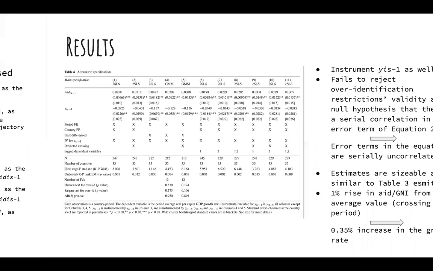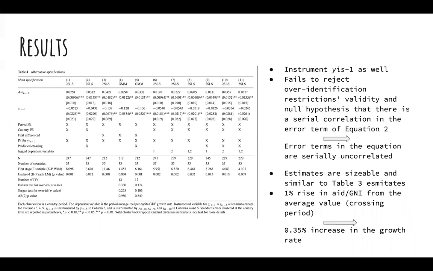Overall, instrumental variable estimates are robust and consistently larger than OLS, implying a strong positive correlation of aid with real economic growth. Here in table 4, it's represented that estimates where initial income was also instrumented. In this case, results show that error terms in the equation are serially uncorrelated and estimates are notably large and similar to the ones discussed before. So a 1% rise in the aid to GNI ratio from its average value at the crossing period leads to a 0.35 percentage increase in the growth rate.